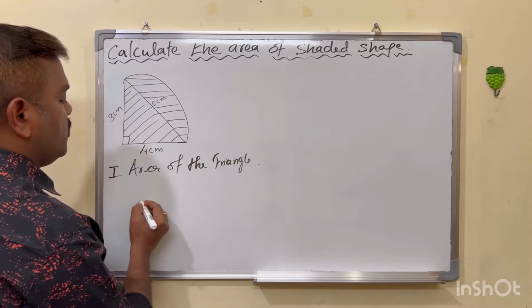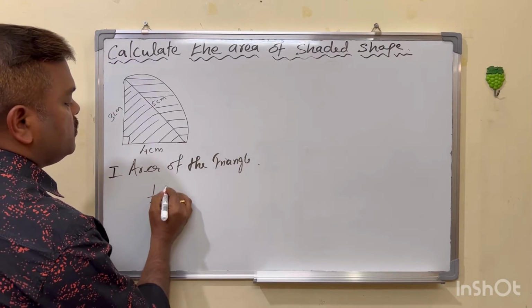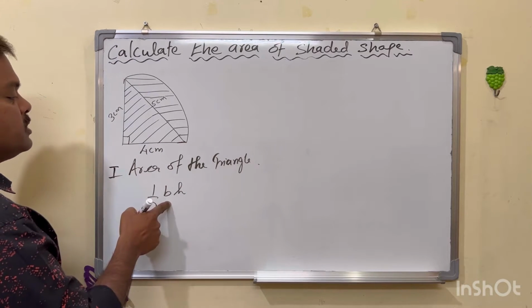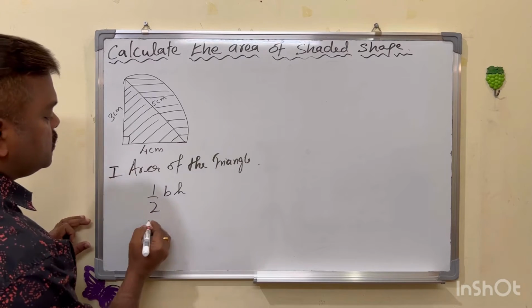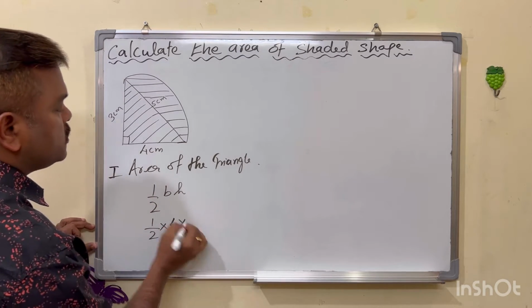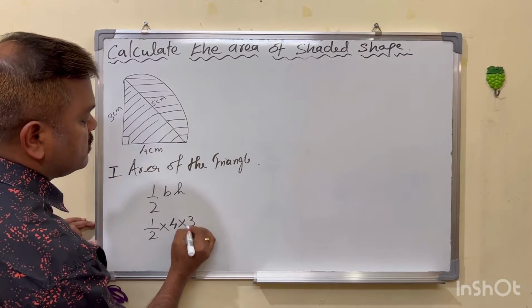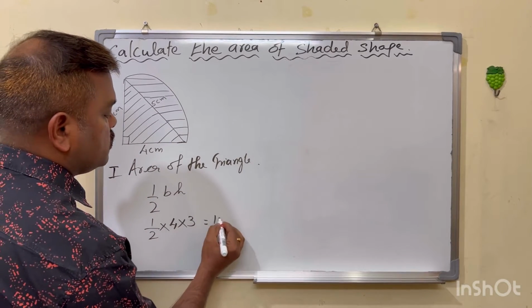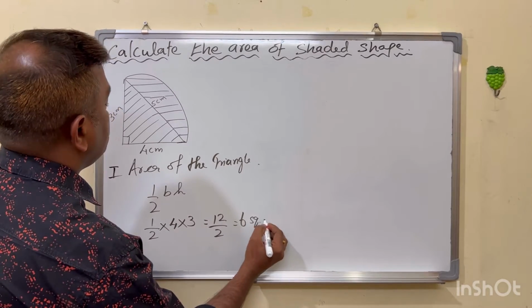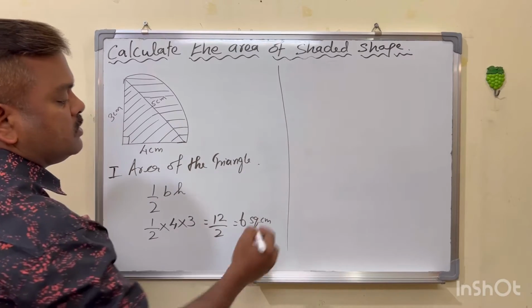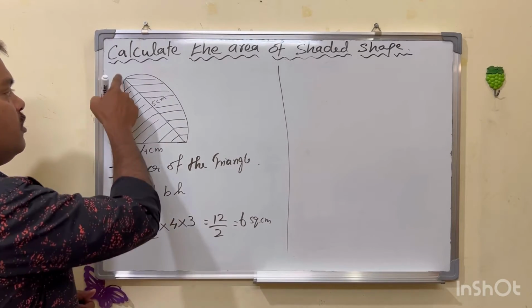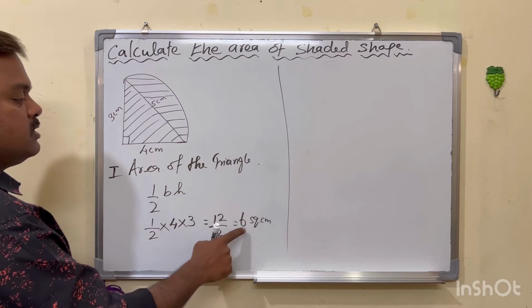The area of a triangle formula, you know, is half into b into h. B means base, h means height. So that is half into base 4 into height 3. So 4 threes are 12. So 12 by 2 is equal to 6 square centimeter, otherwise centimeter square, you can write it like that also. So the area of this triangle is 6 square centimeter.